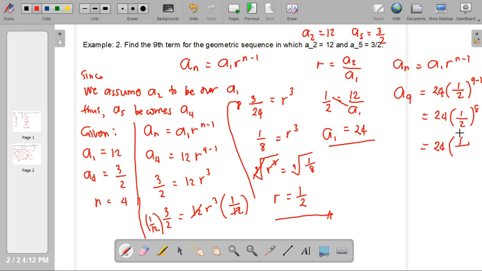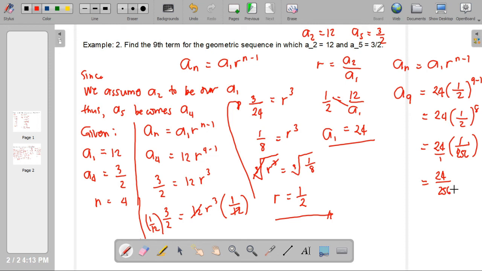Times 2, 8. That's three 2s. Times 2, 16. Four 2s. Times 2, 32. Five 2s. 32 times 2, 64. Six 2s. Times 2 again, 128. Seven. 128 times 2, that is 256. Therefore, this is 256. We multiply numerator to numerator and denominator to denominator, so that is 24 over 256.